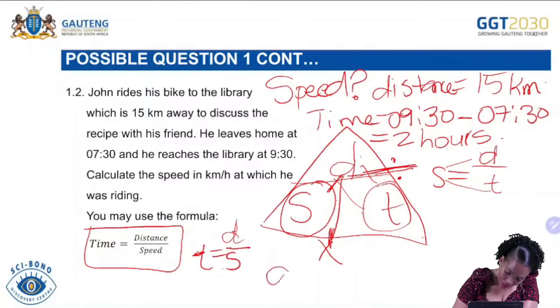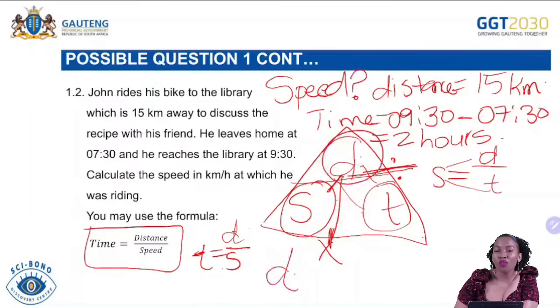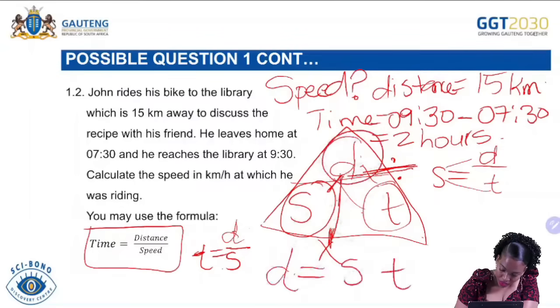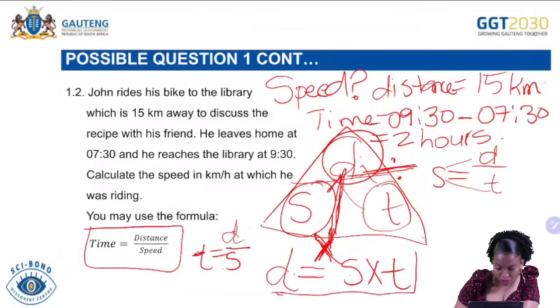And then lastly, if you want your distance, the distance is here. There's nothing on top of the distance. So you just say equals to, everything is just at the bottom. So I will write everything here, S and T. But remember, between S and T, I said, what does this line mean? It means multiply. So meaning that if you want the distance, it will be speed multiplied by the time. So make sure that you remember this.